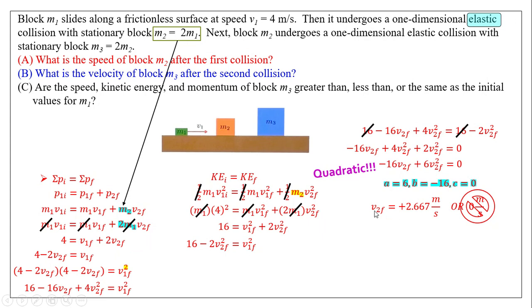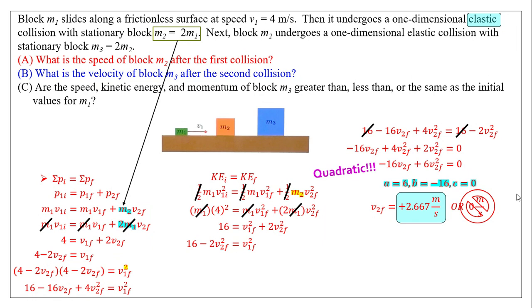Okay, just using common sense here, v2f cannot be 0. It's kind of weird to have something strike something, but then have it stay still, which doesn't make any sense. So I encourage you to use common sense once you get two answers using a quadratic solver. Other than that, that is kind of it for part A.